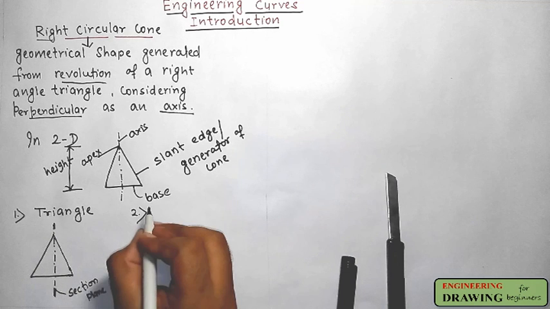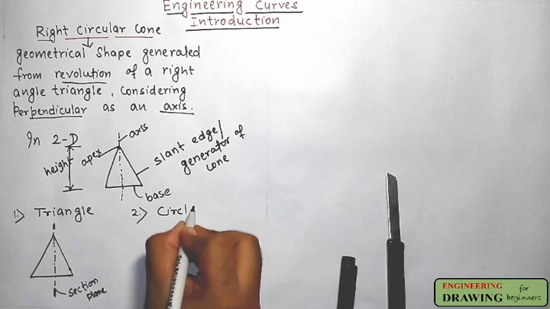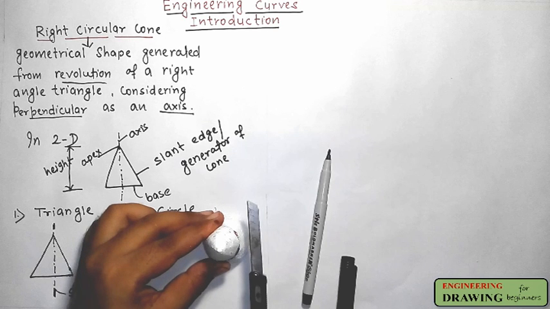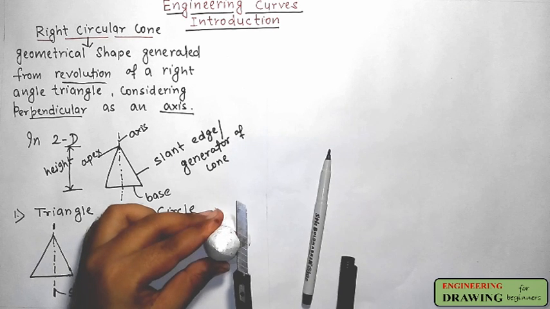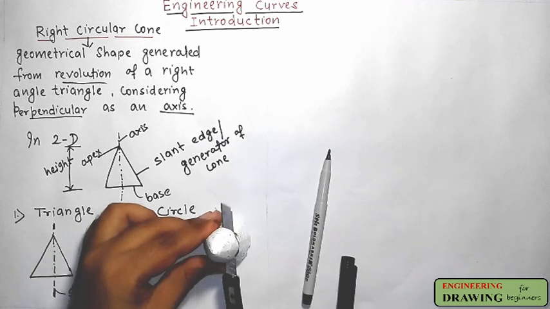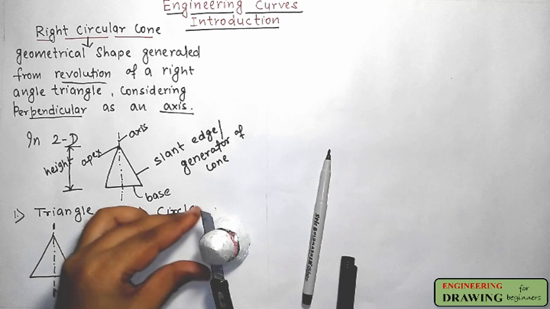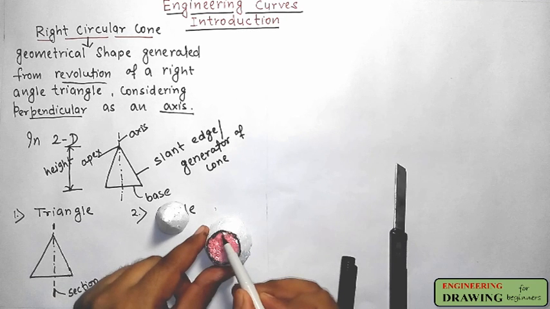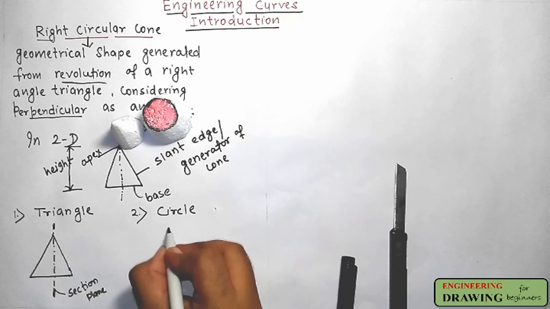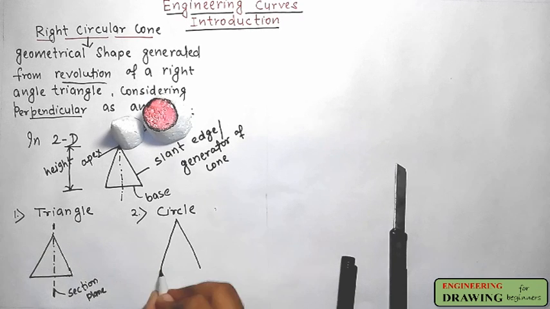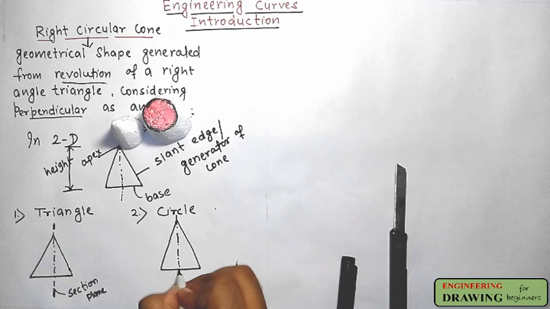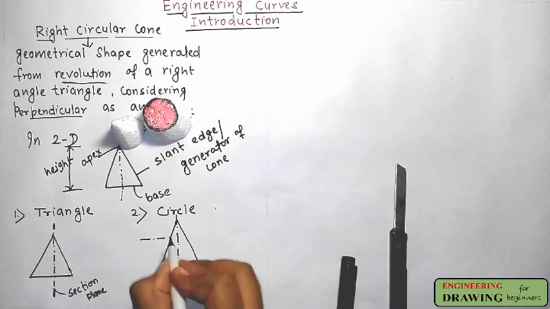Second one is circle. If the cutting plane or section plane is parallel to the base or perpendicular to the axis of the cone, then a circle will be obtained. You can see it. This is a circular shape. In two dimensions, this is a right circular cone. This is the central axis. And this is our section plane or cutting plane.